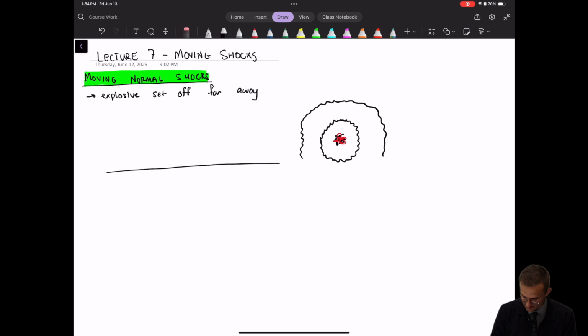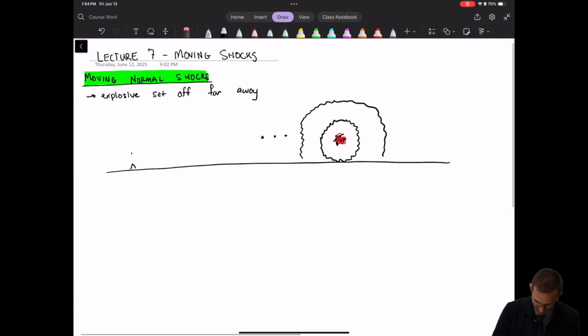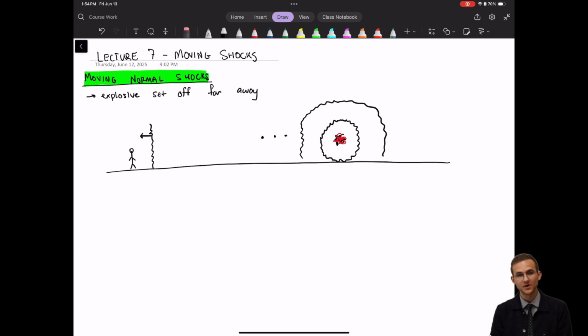Let's say that we're standing quite far away. We'll put a dot here to indicate that we're standing very far away. We're standing right here, and by the time the shock reaches us, it's basically perfectly vertical and straight up and down. So you could say that it's like a normal shock. It doesn't have any curvature to it, so we'll treat it like a normal shock.